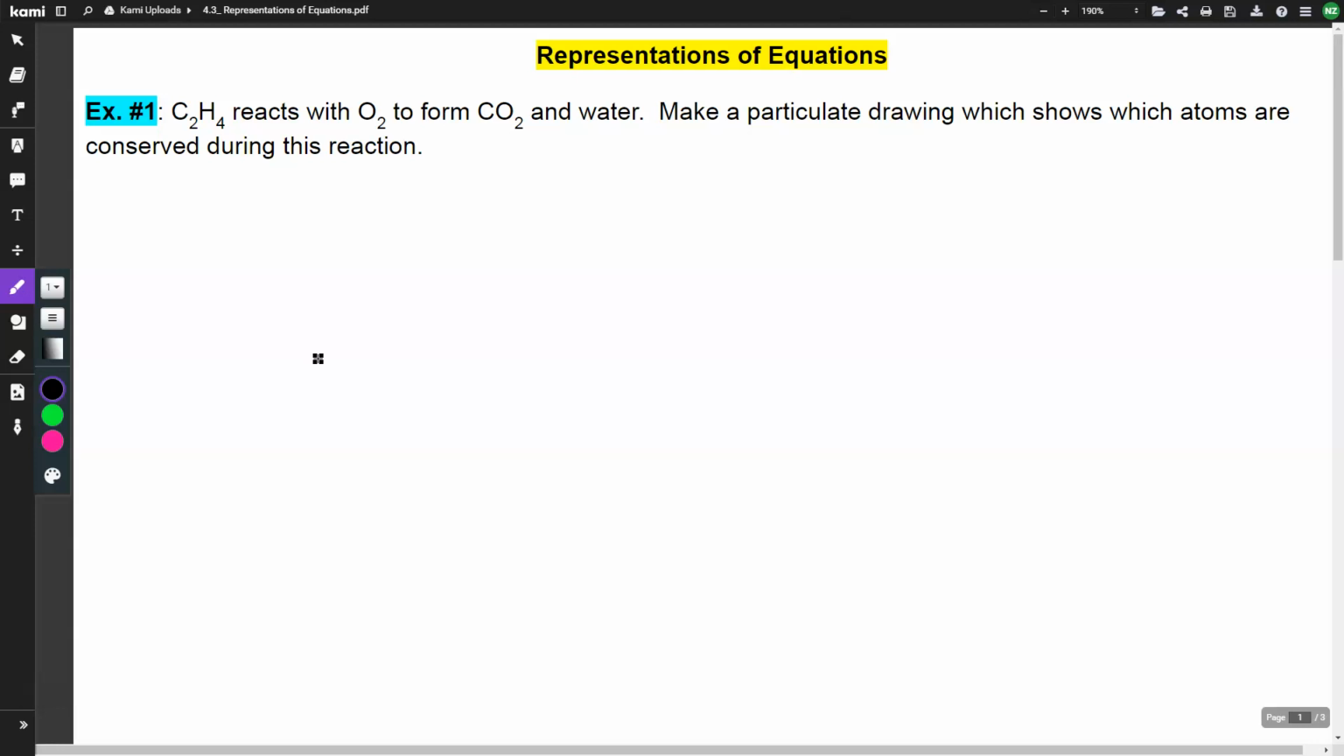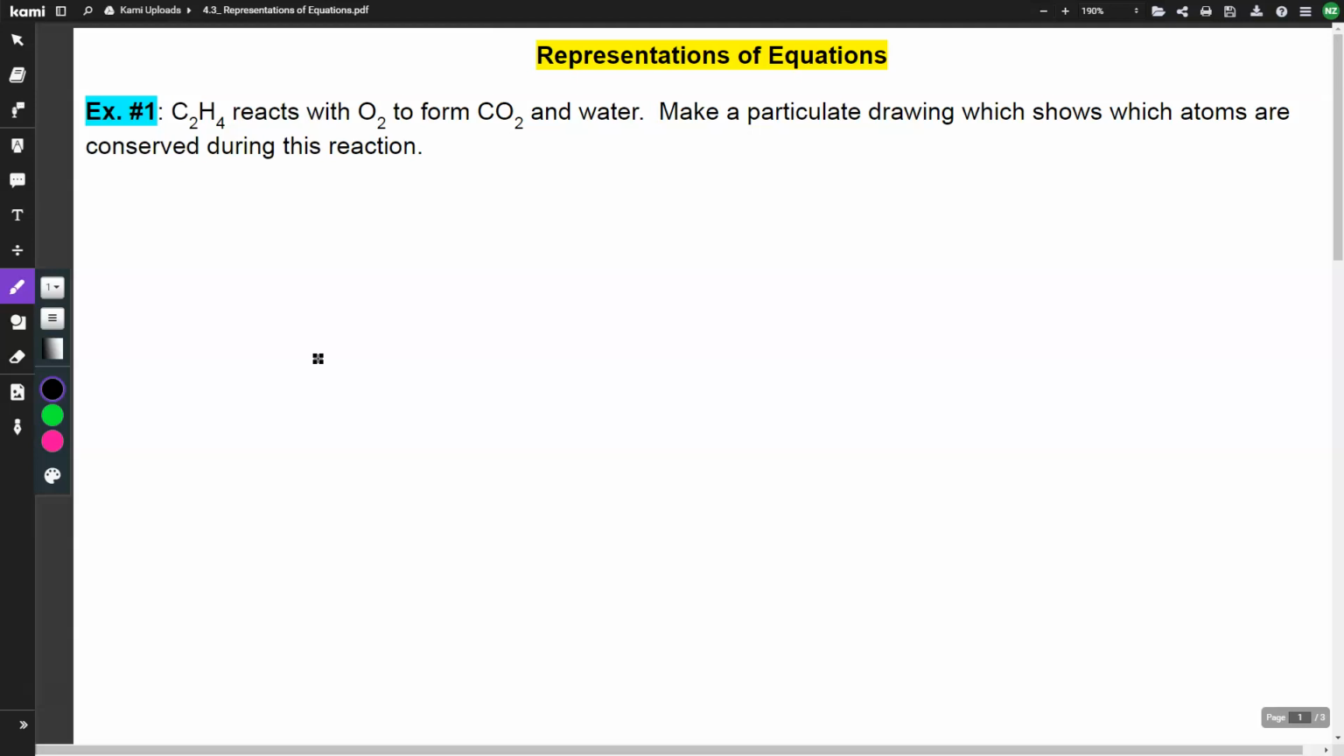All right, in this lesson, we're going to go through representations of equations. We've already looked at this once before. We're going to spend a little bit more time working through these as it relates to reactions, and we've looked at net ionic equations as well in this unit where ions get split up. Okay, so let's start with the actual reaction.